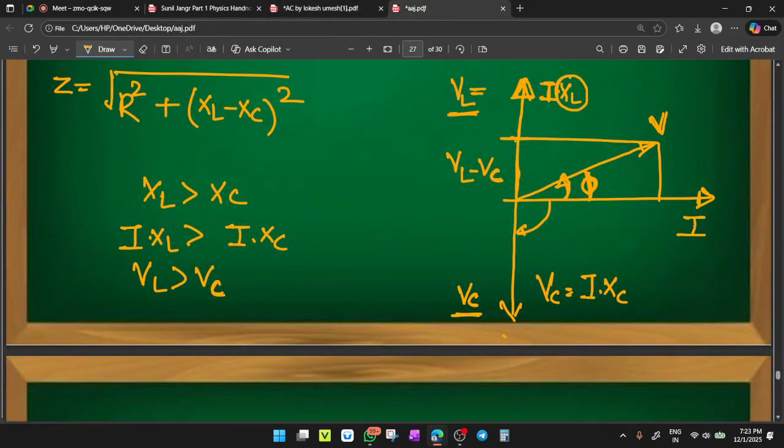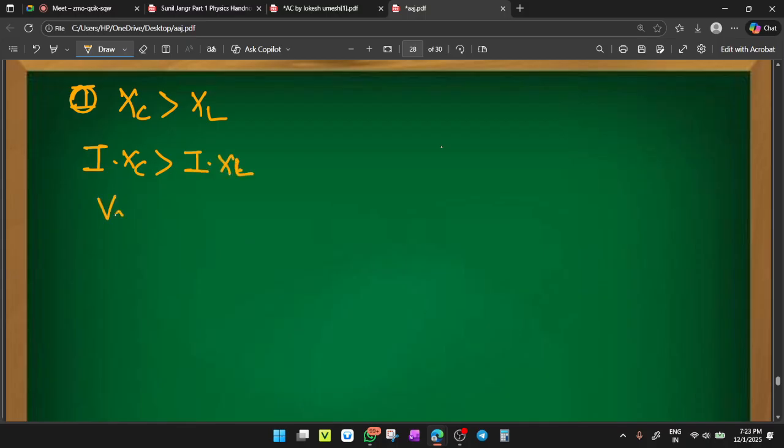Where is the current? Here it is. So the voltage is leading the current by an angle phi. On the other hand, whenever XC is greater than XL, IXC will be greater than IXL. So this will become VC greater than VL. VC greater than VL.